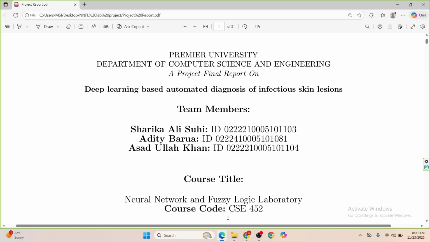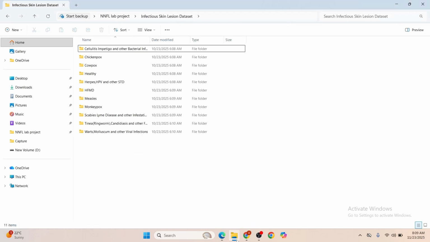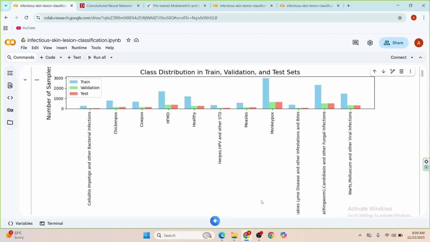Welcome to our deep learning based automated diagnosis of infectious skin lesions project. In this project, we have used a convolutional neural network to classify 11 classes of skin lesions caused by microorganisms like virus, bacteria, and fungi. In the dataset we have used, the classes were imbalanced and images were of different resolution. So we had to go through some pre-processing steps first.